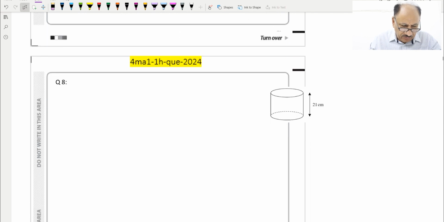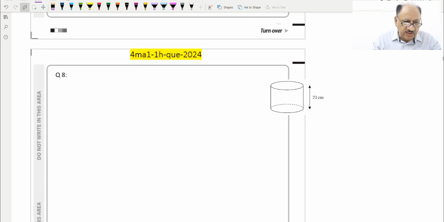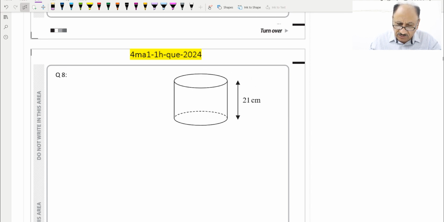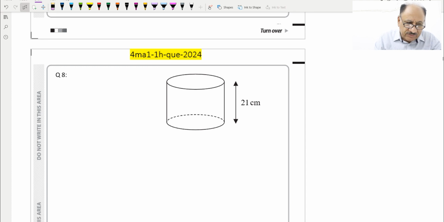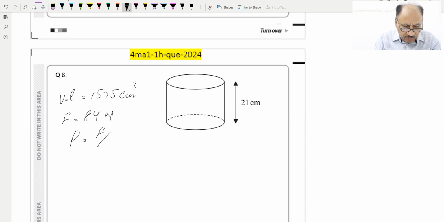So question 7 was 5 marks. Now question number 8 is saying a cylinder is placed on a table, the cylinder whose height is 21 centimeters. The volume of the cylinder is given as 1575 centimeter cube. The force exerted by the cylinder on the table is 84 newtons, and the formula is given, pressure is equal to force over area, and work out the pressure.